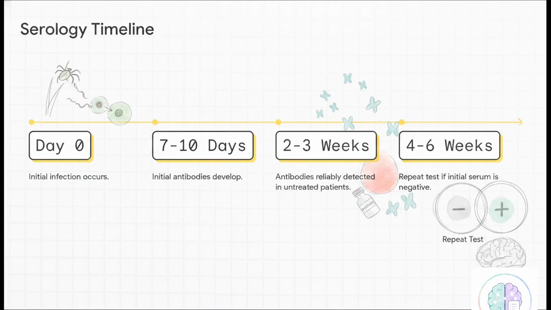Now, testing too early is a massive clinical pitfall. You absolutely must follow this exact serology timeline. Once the infection occurs, it takes a full 7 to 10 days for the body to even develop initial antibodies. Then it takes about 2 to 3 weeks before those antibodies can actually be reliably detected in untreated patients. And remember, giving early antibiotics can suppress this immune response. So if that first serum test comes back negative, but your clinical suspicion of Lyme is still screaming high, you should repeat the test in 4 to 6 weeks. Seeing a seroconversion from negative to positive over that specific window strongly supports your diagnosis.